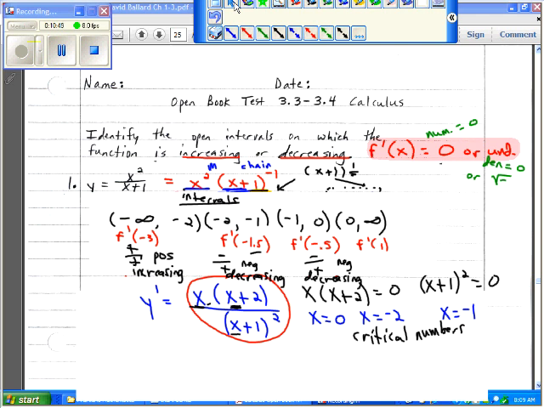If I plug in a 1, I'm going to get a positive over a positive, and a positive over a positive is a positive, and so that tells me that it is increasing.